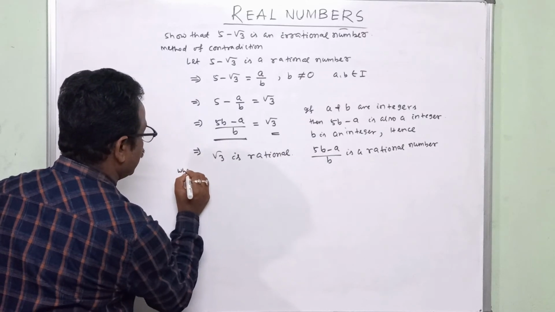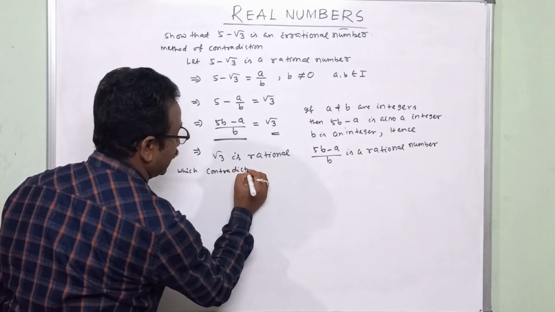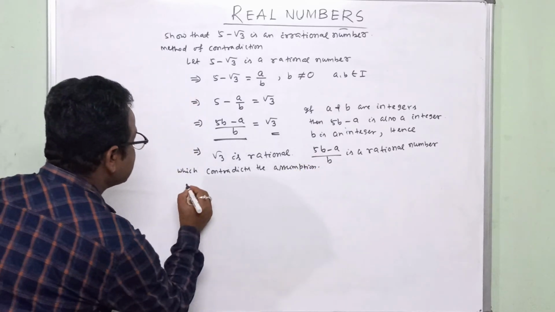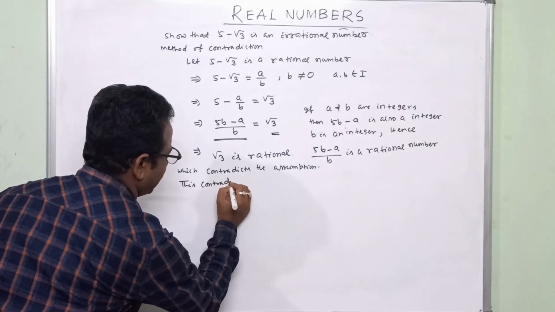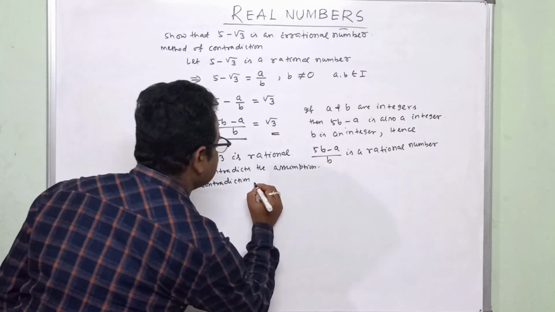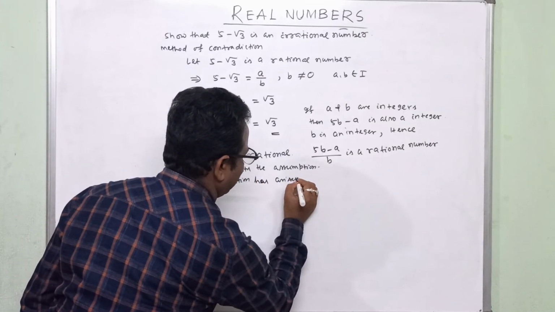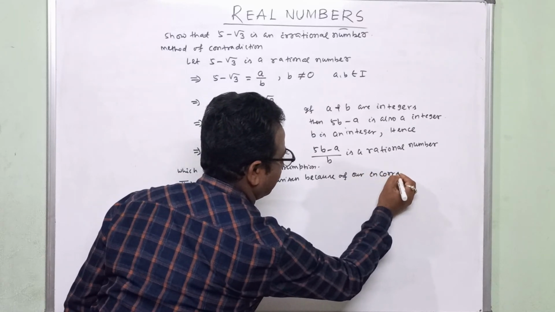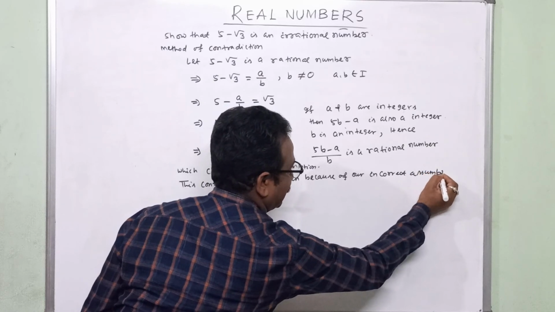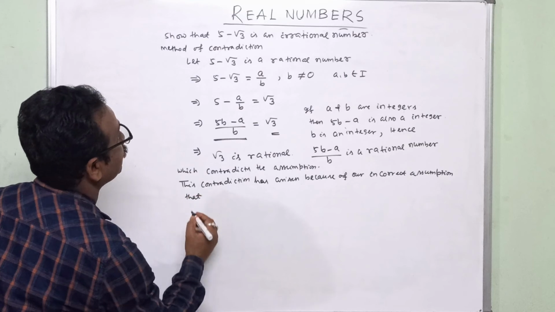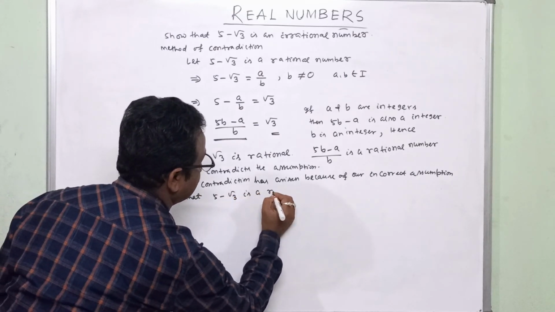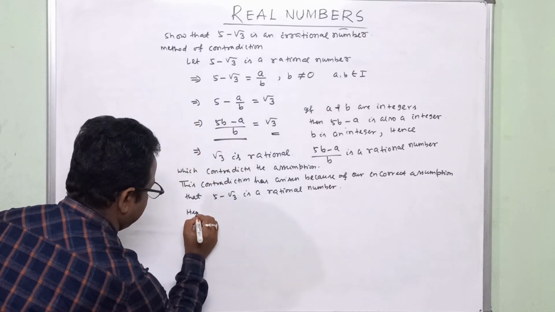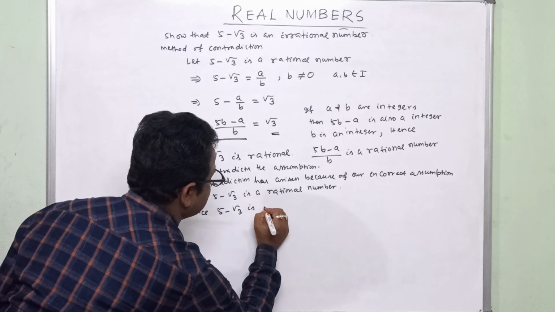Which contradicts the assumption. This contradiction has arisen because of our incorrect assumption that 5 minus root 3 is a rational number. Hence 5 minus root 3 is irrational.